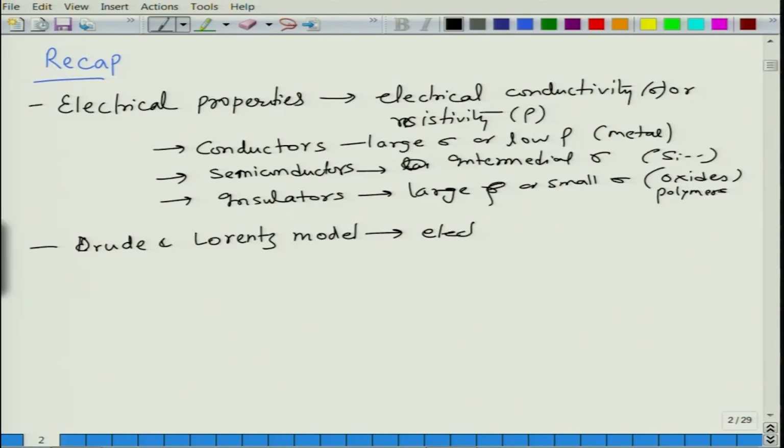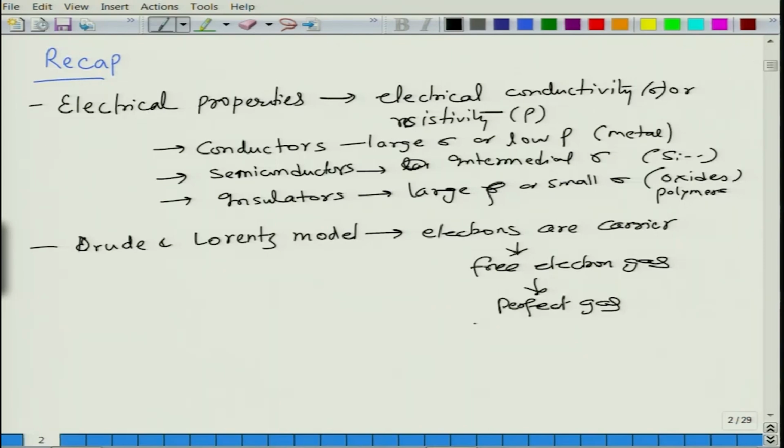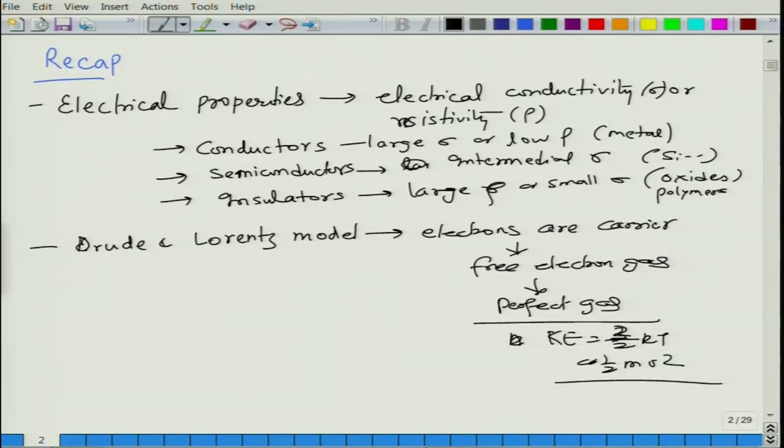So, we assume that electrons are carriers, and these electrons make what we call a free electron gas, which we assume to be a perfect gas. A perfect gas will mean each electron will have a kinetic energy of 3/2 kT or half mv square. What it suggests is that every electron occupies the same energy level and takes part in electronic conduction.